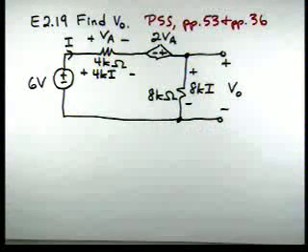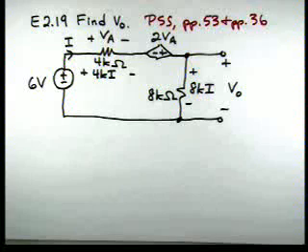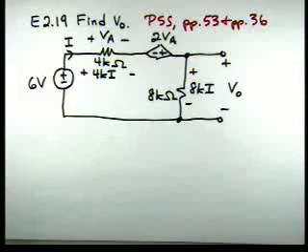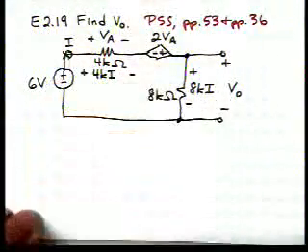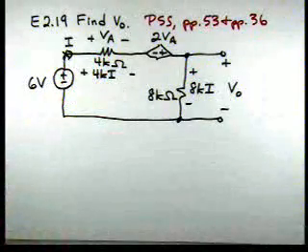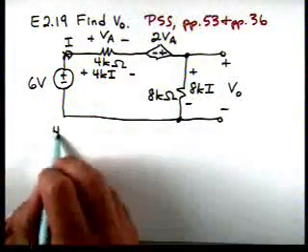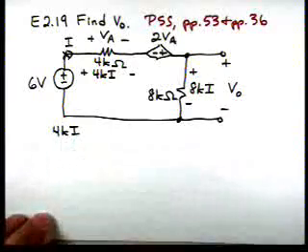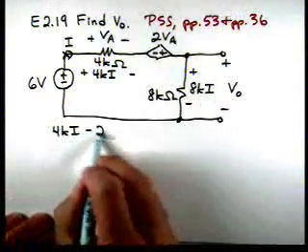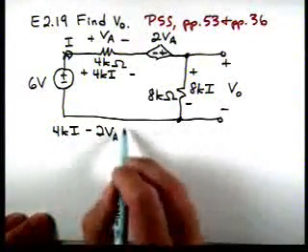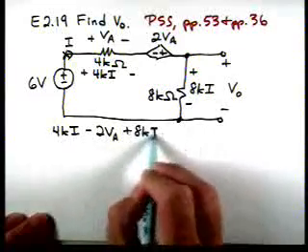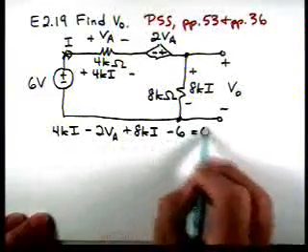Okay, now the problem solving strategy for the dependent sources says now apply KVL to this equation. Treat that dependent source as though it were an independent source. So now let's apply KVL. Let's start at this point in the circuit and go around clockwise. If we do, we'll have 4K times I minus 2VA plus 8K times I minus 6 equal to 0.